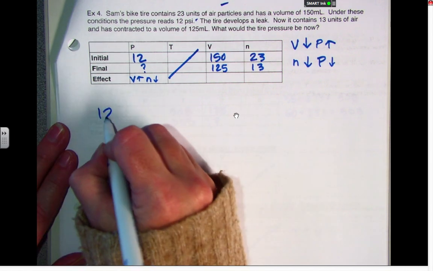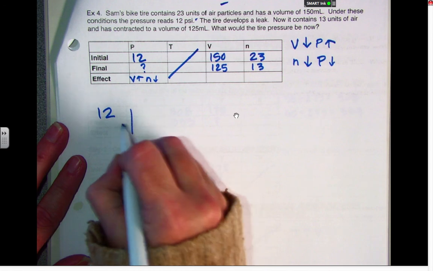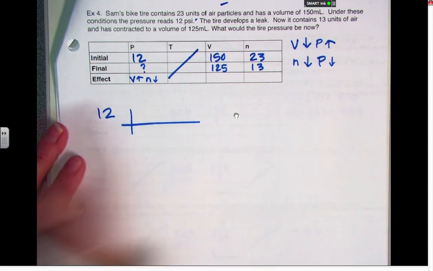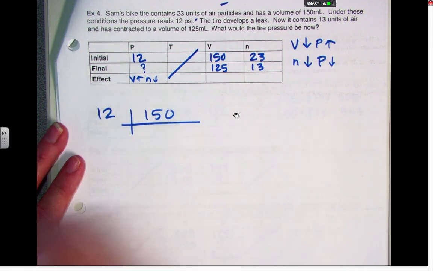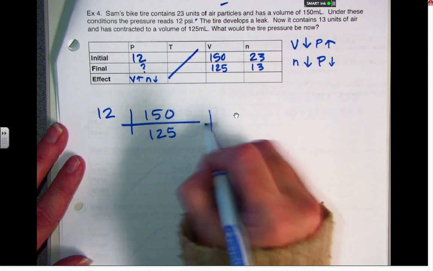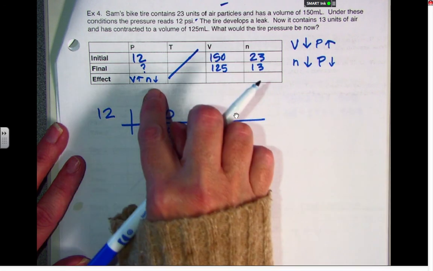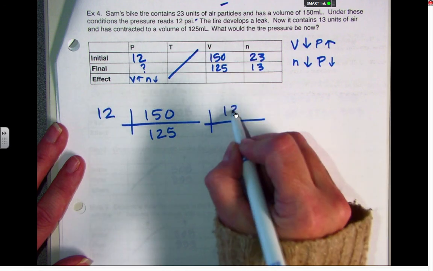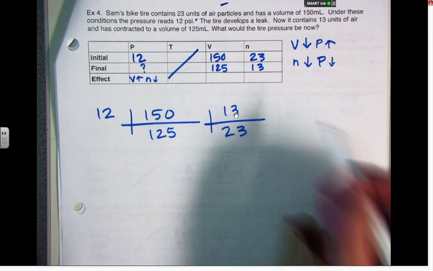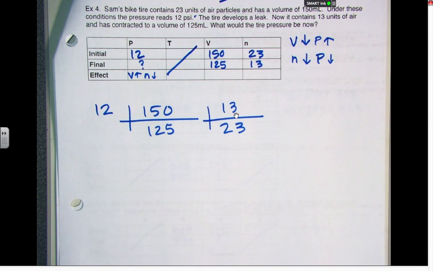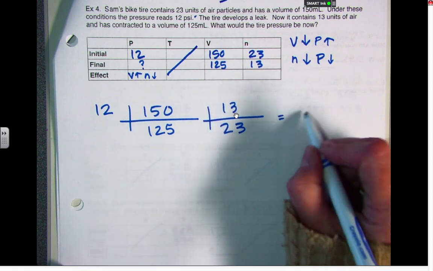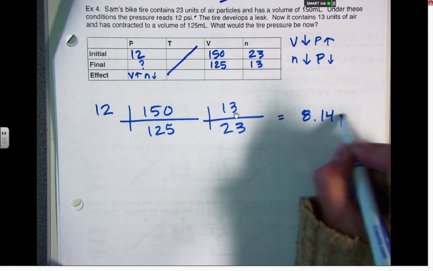We write down what we're given, 12, make our T. We're going to do volume first. Volume says up arrow, so that means we put the larger on top, smaller on the bottom. N says down, so that means we put the smaller on top, larger on the bottom. So we have 12 times 150 divided by 125 times 13 divided by 23. Gives us 8.14 psi.